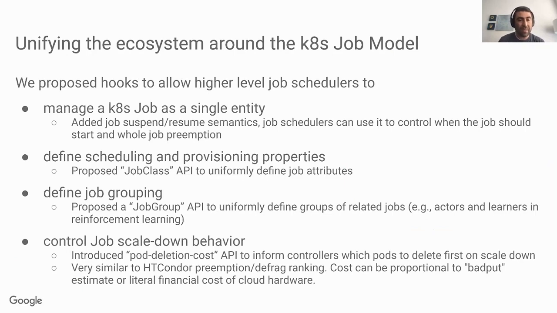So the first one is managing the job as a single entity. We added a flag to the job to tell the job controller whether the job is suspended or not. The idea here is that users would create, for example, jobs in a suspended state so that the job controller doesn't create the pods right away, and then an external component that has job level semantics will decide to unsuspend the job when it sees fit. For example, think about a job queue controller.